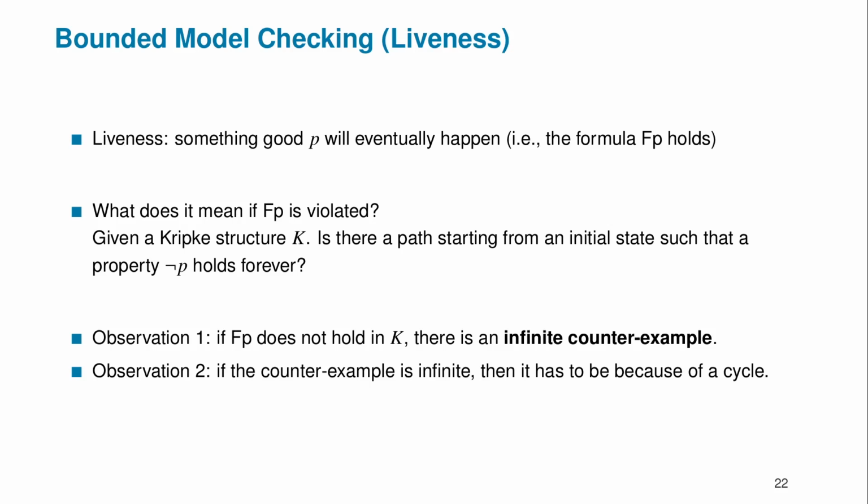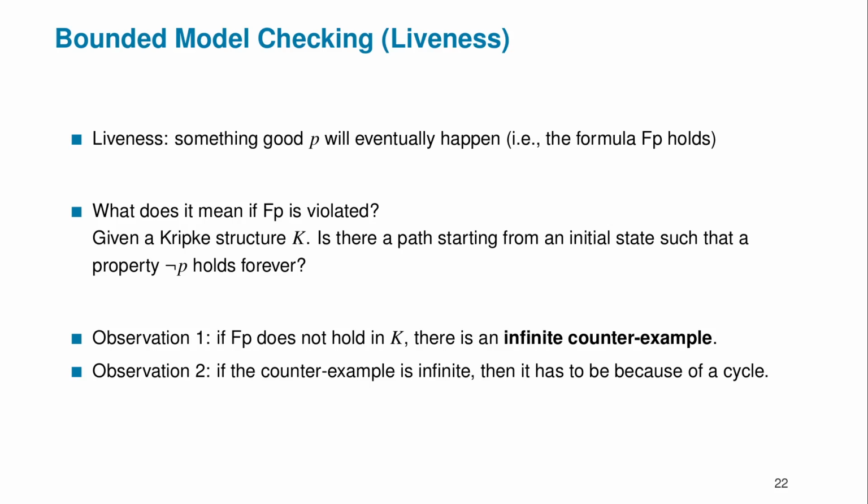Now let's think a bit about what it means that formula Fp is violated. Assume we are checking Fp for a Kripke structure K, then Fp is violated if we find a path in the Kripke structure that starts from an initial state, and on this path not P holds forever. This means we find an infinite path where P never becomes true. And this leads us to the following two observations, which are crucial for doing the encoding in SAT.